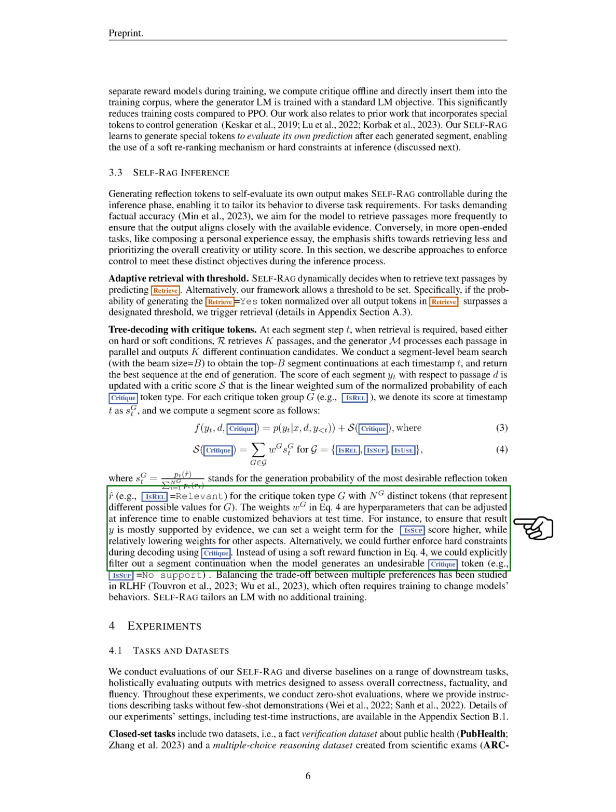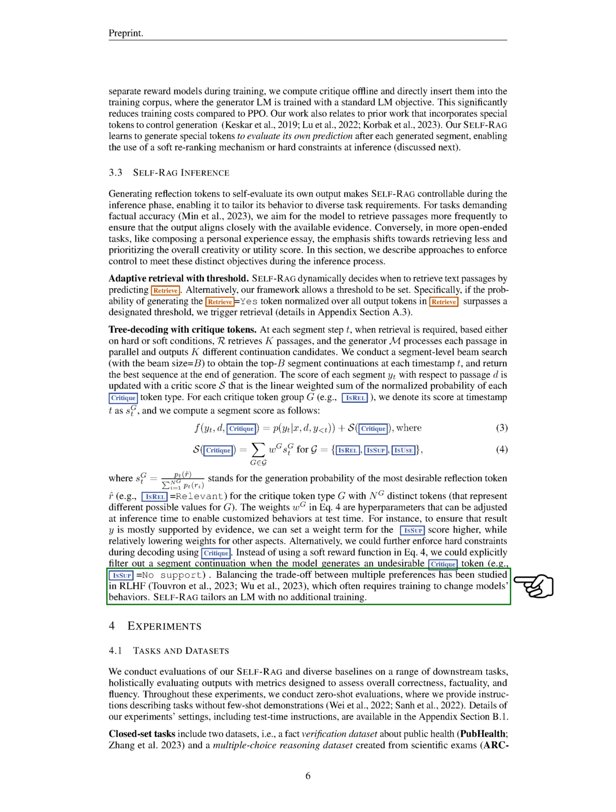Alternatively, we could enforce hard constraints during decoding using critique tokens. Instead of using a soft reward function, we could explicitly filter out a segment continuation when the model generates an undesirable critique token. Balancing the trade-off between multiple preferences has been studied in reinforcement learning with human feedback, which often requires training to change models' behaviors. Our model tailors a language model with no additional training.